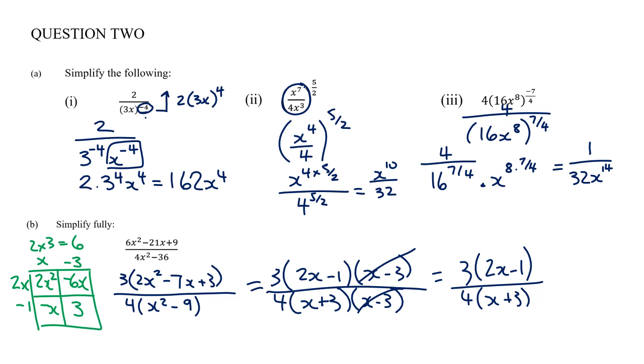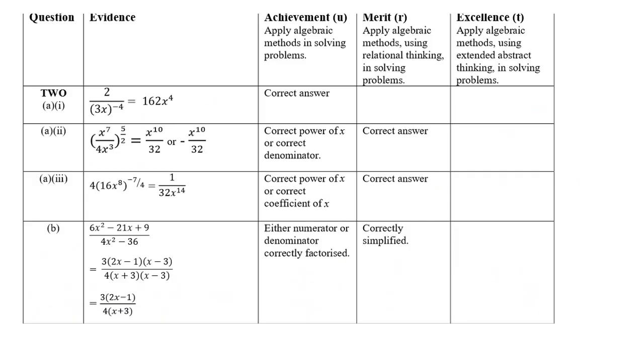That's your rational expression. They're quite a common question as well. Looking at the marking schedule, you can see the correct answer, so there's your achieved tick. Correct power or correct denominator. So you just need one of those for an achieved. Get both, you get your merit tick. This or negative, we won't have to necessarily worry about that at this stage. We'll talk about that at a later stage.